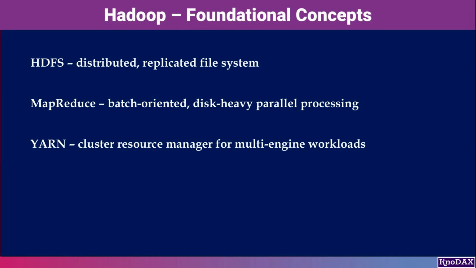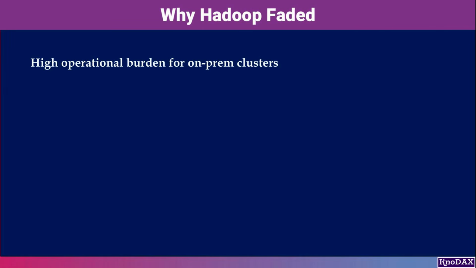Hadoop also introduced YARN, a cluster resource manager that enabled multiple compute engines to run on the same cluster, improving efficiency and flexibility. Even though Hadoop itself has faded in popularity, these foundational patterns continue to influence today's cloud architectures. Concepts like distributed storage and parallel processing directly shaped S3-based data lakes and services like Amazon EMR. With this understanding of Hadoop's foundation, let's move on to why the industry eventually moved toward faster, more flexible engines like Apache Spark.